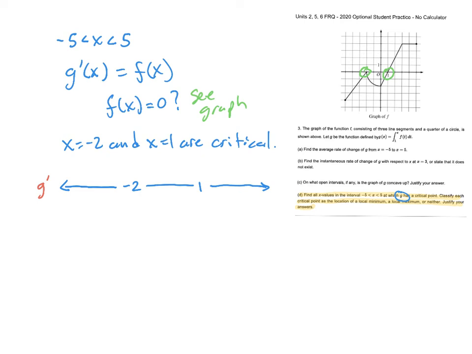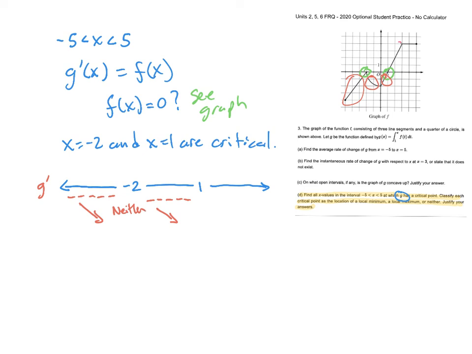So to the left of -2, what is the sign of function f? Well, notice f is down here below the x-axis, so f is negative. That means that g prime is decreasing on that interval. To the right of -2, this little semicircle here, or that's a quarter circle, we're also below the x-axis. In fact, we're below the x-axis on this piece of that line segment as well. So between -2 and 1, we're always below the x-axis. So that's also decreasing. So right now I can see that this is a neither. It's neither a max nor a min.